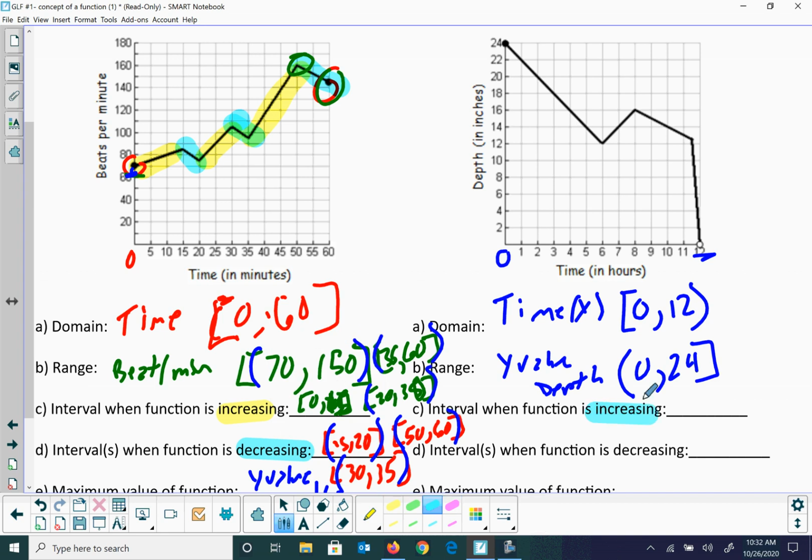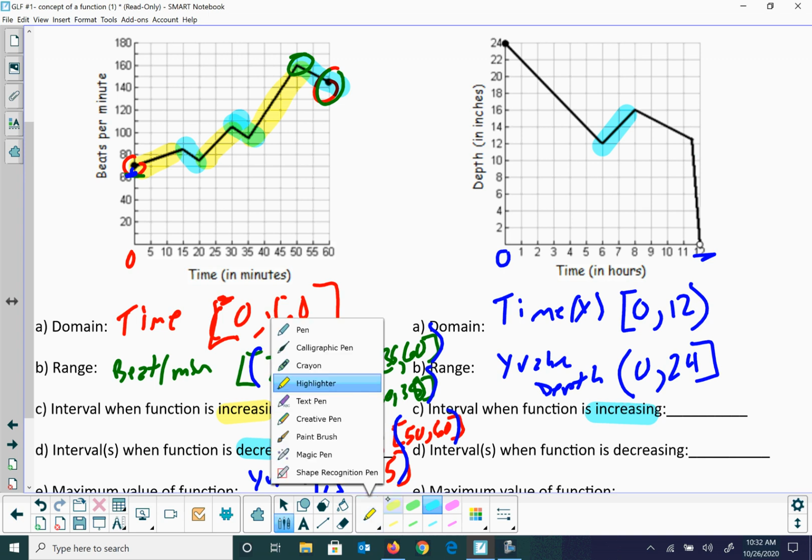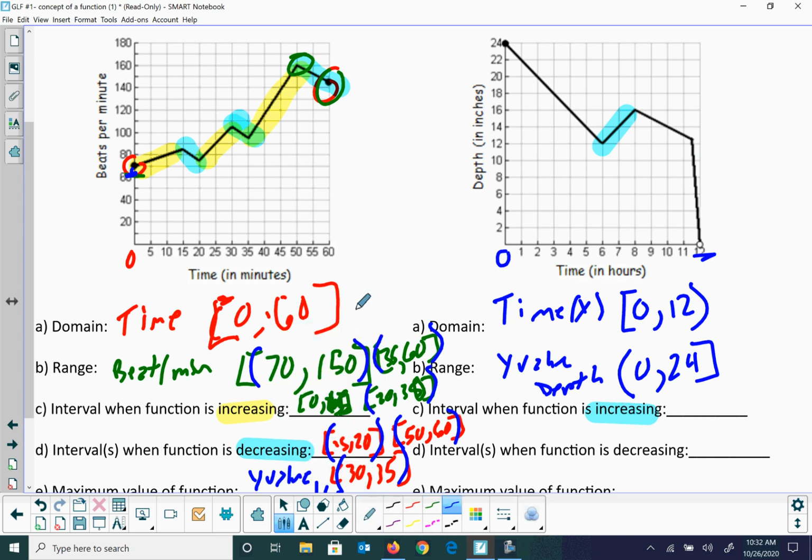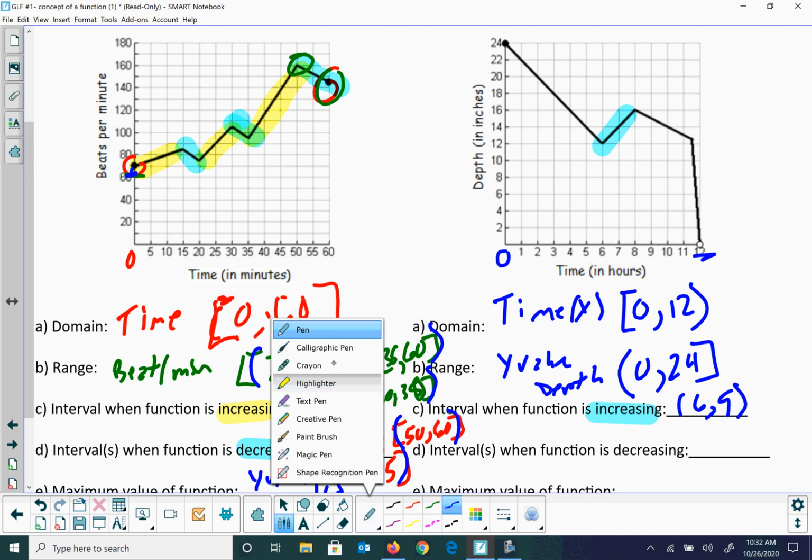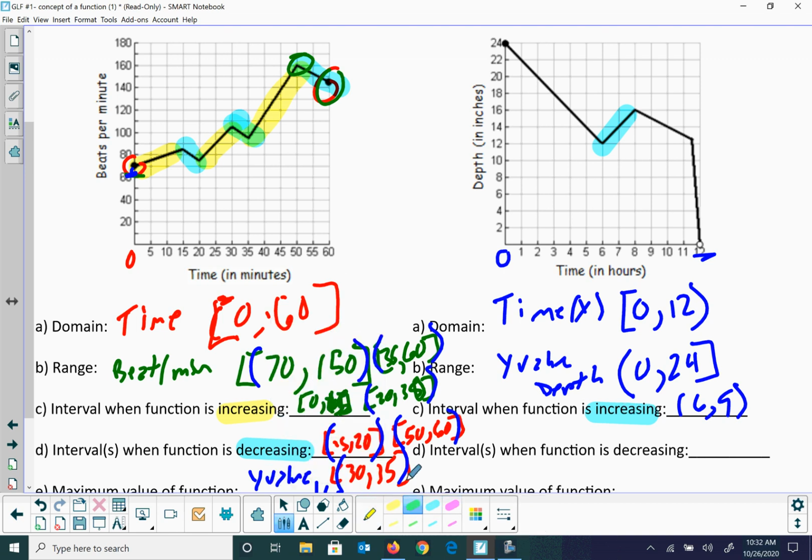Where is this increasing? So increasing, it's going to be here, it's increasing, and that's the only place it's increasing. So we can go ahead and label that. We can say that it's increasing from 6 to 9, both soft brackets. Where is it decreasing? Let's use a different color. It's decreasing here, and here, and here.